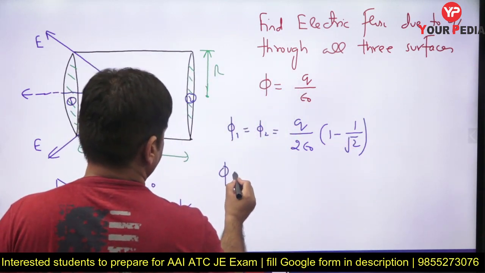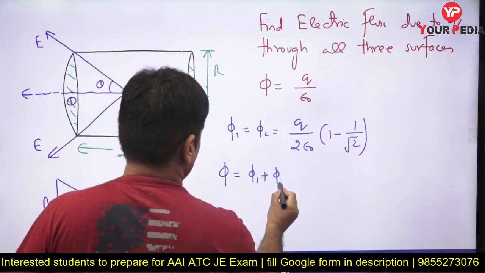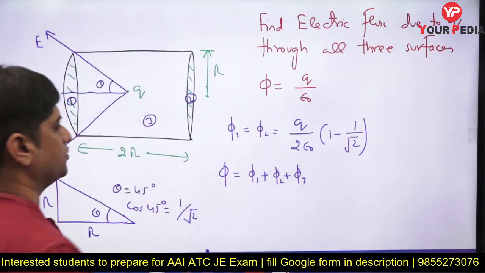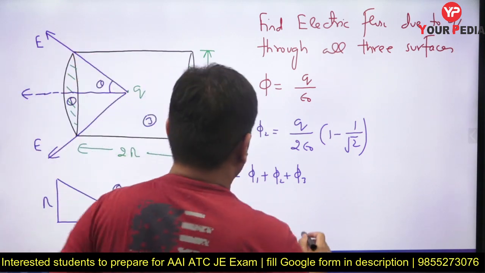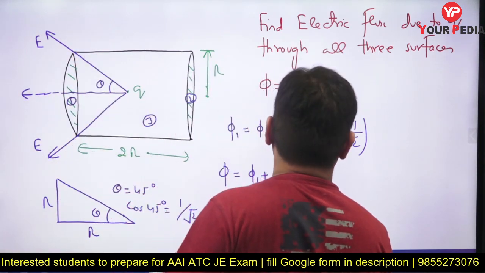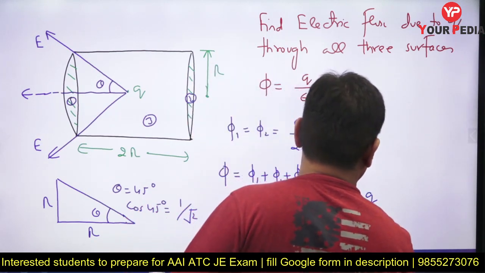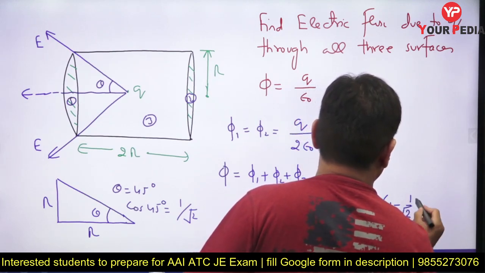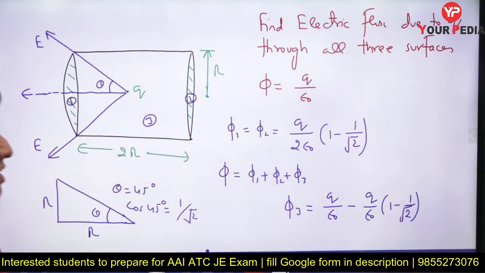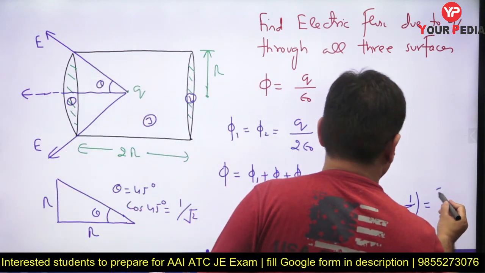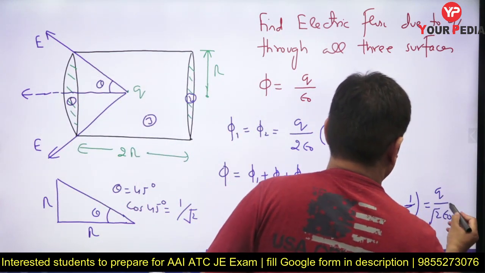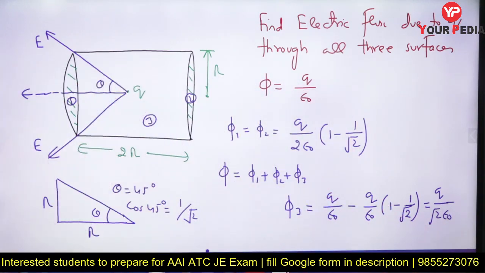So the total is phi 1 plus phi 2 plus phi 3. Phi 1, phi 2 we have calculated. So through the curved surface, if we want to find out, phi 3 will be equal to Q by epsilon naught minus double of this. So Q by epsilon naught into 1 minus 1 by root 2. If you subtract it, eventually what you are going to get is nothing but Q by root 2 epsilon naught. Just check whether it is correct or not. This comes out to be Q by root 2 epsilon naught. That is through the curved surface we have got this particular expression.